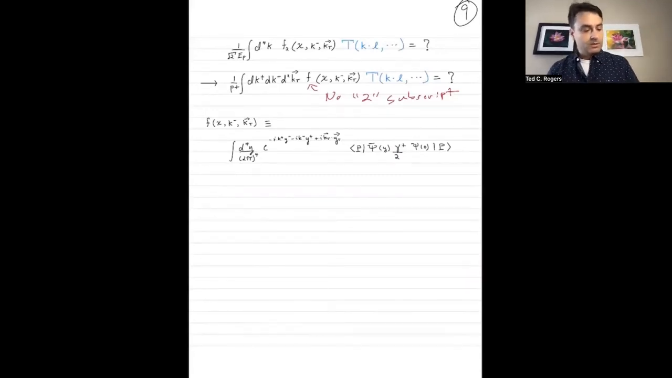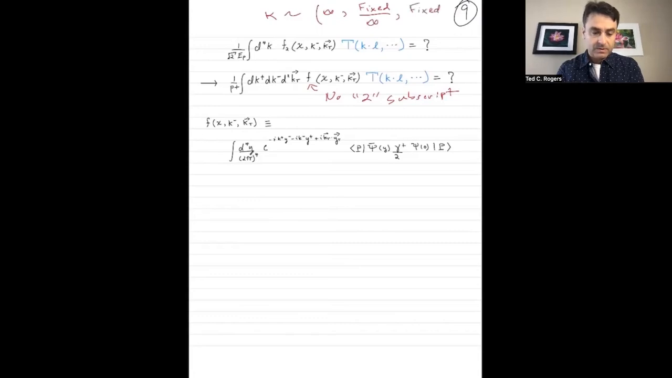Okay, but going back to how we can simplify it, we said that K is basically going like a plus component that is like infinity, a minus component that is something fixed over infinity, and a perp component that is something fixed. Okay, so what that's telling us is that the minus component is getting very, very small. It's very, very small over the range of integration that we're dealing with here.